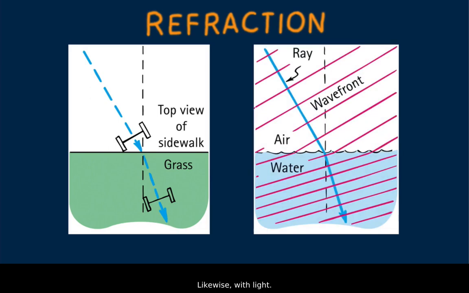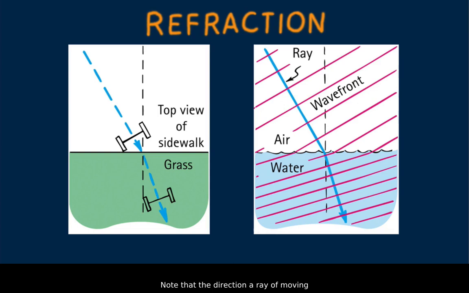Likewise with light. Here we see wavefronts of light heading toward water. Light travels slower in water than in air because there's more interaction with the denser water than with thinner air. The wavefronts in this diagram represent wave crests of light. You can see how the wavefronts swivel when they meet the water surface. They bend from their original course. We say their rays are refracted.